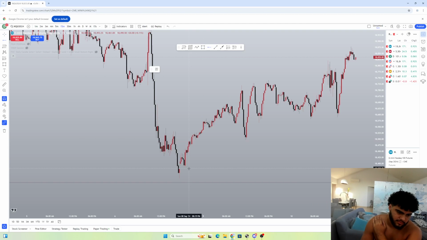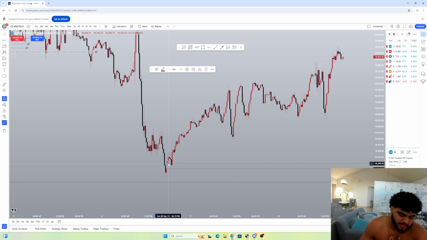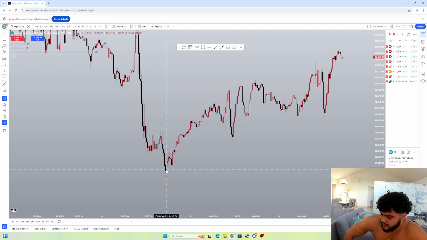Typically when this gets left unfilled, we'll go get it urgently. But this was a no news Monday, and we also traded really far away from it, and we also filled part of it, so it's not as urgent. But usually this is like a draw on liquidity kind of thing, even though we haven't covered draw on liquidity yet.